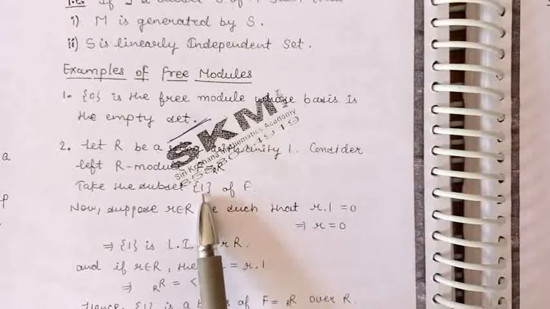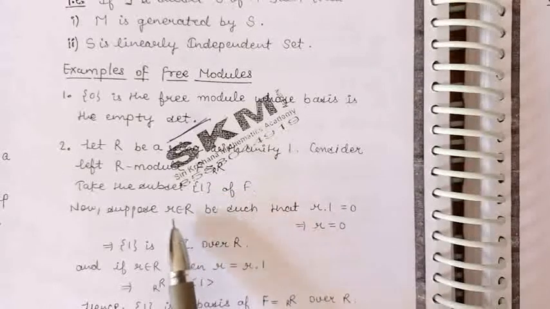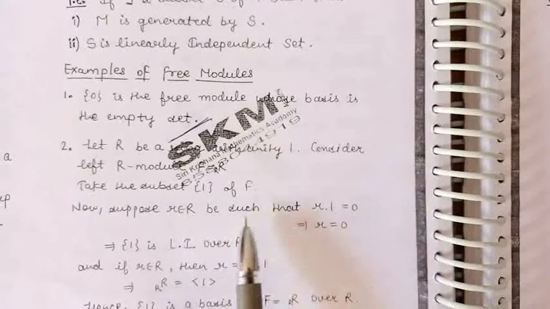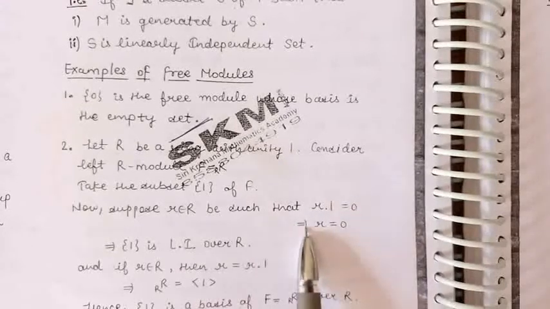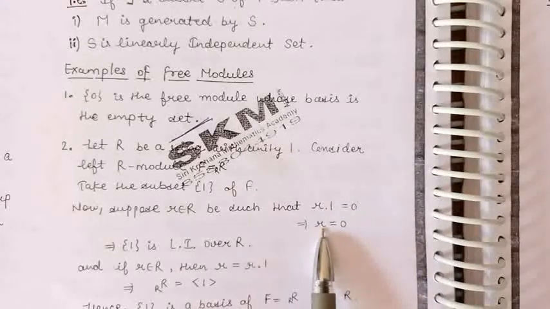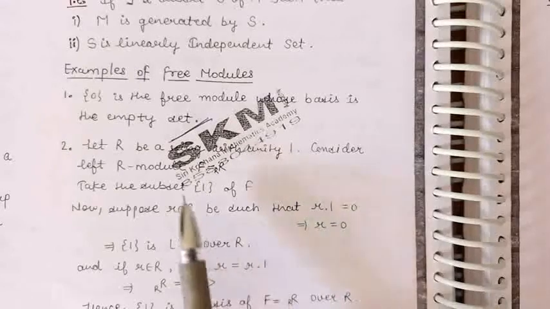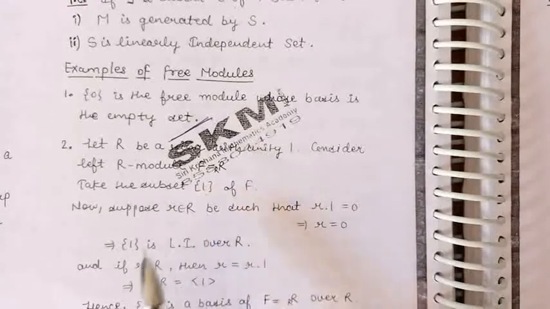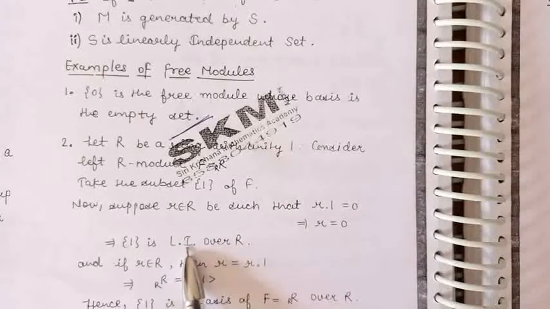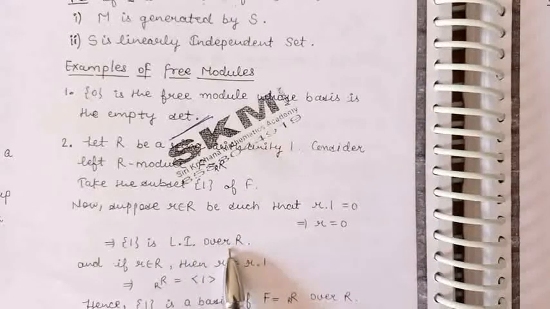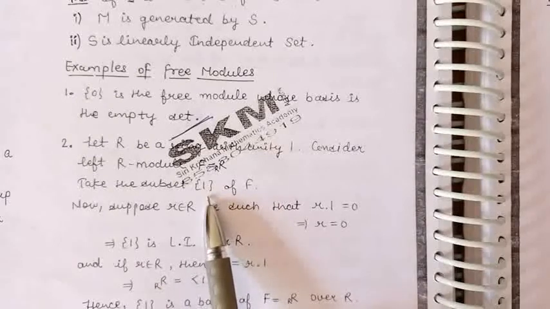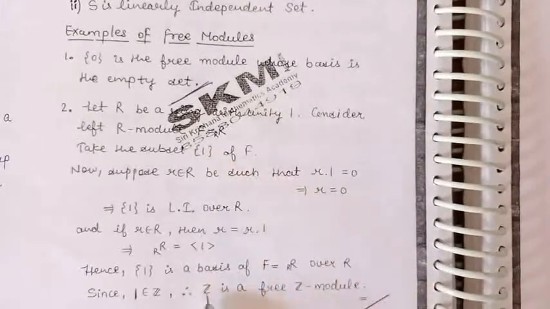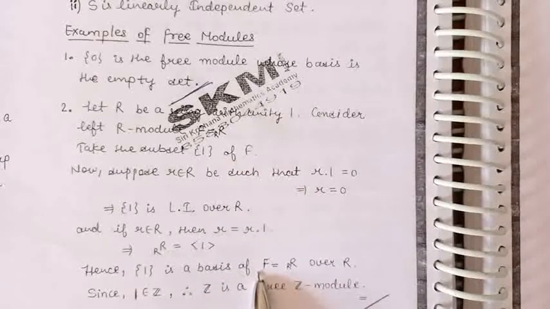To show that this is linearly independent over R, let us take r belonging to the ring R such that r times unity is equal to 0. So by definition, from here we get r is equal to 0. This proves that this singleton set consisting of the unity element of R is linearly independent over R. And also we can see that F is generated by this set. So we can say that this singleton set is a basis of F over the ring R.